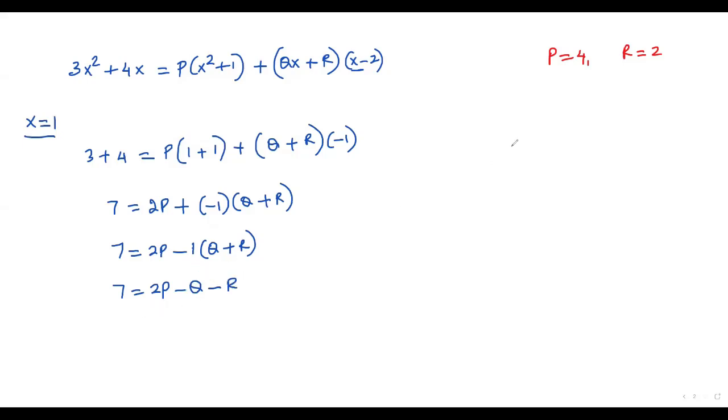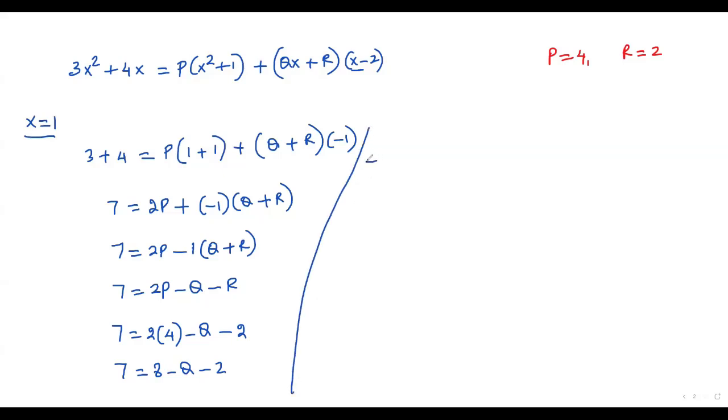Okay, now we already know the value of p. p is equal to 4, r is equal to 2. Now let's plug in p is equal to 4, then 2 times 4, negative q. And for r, we have 2, so we can plug in r is equal to 2. So we get 7 equals 2 times 4 is 8, negative q, negative 2. So now I'm getting 7 is equal to, when I combine this 8 and negative 2, I'm getting positive 6. That is negative q, positive 6.